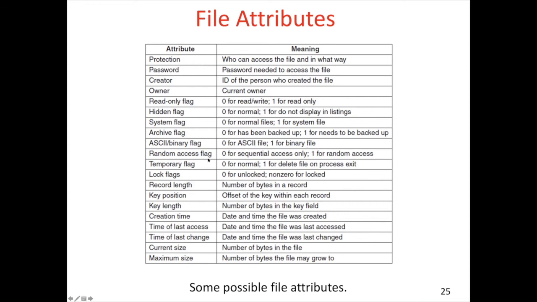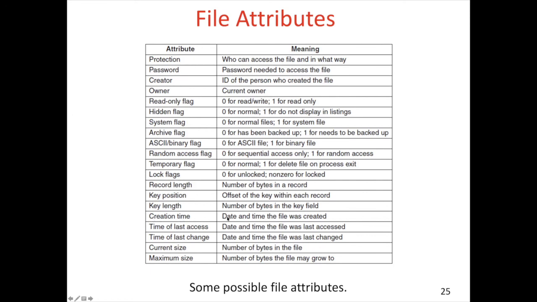Random access flag, 0 for sequential access only, 1 for random access. Temporary flag, 0 for normal, 1 for delete file on process exit. Lock flag, 0 for unlocked, non-zero for locked. Record length, number of bytes in a record. Key position, offset of the key within each record. Key length, number of bytes in the key field.